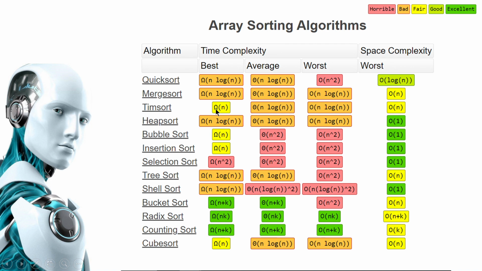yellow denotes fair, light green denotes good, and dark green denotes excellent. We can see that bucket sort, radix sort, counting sort are all excellent in time complexity, but we don't generally use them because they comparatively take more memory space. That's space complexity, and they also take more time for the programmer to write. So we are going to discuss them one by one in the coming slides.